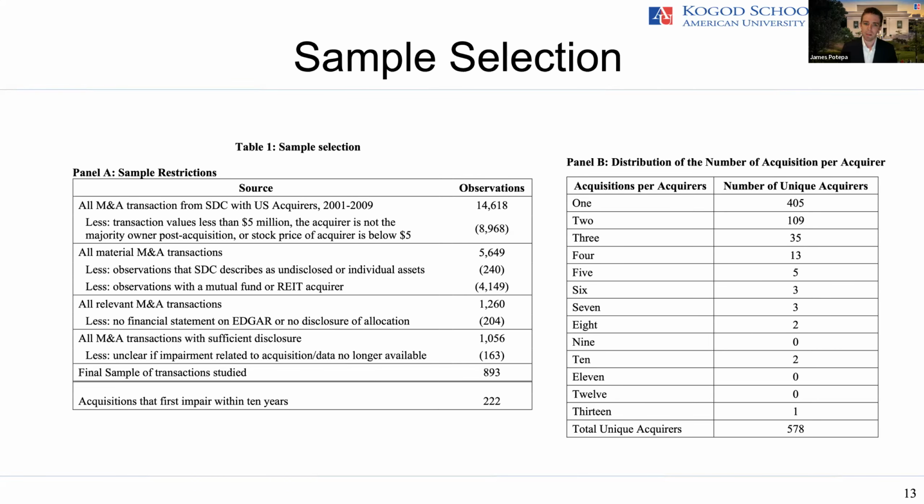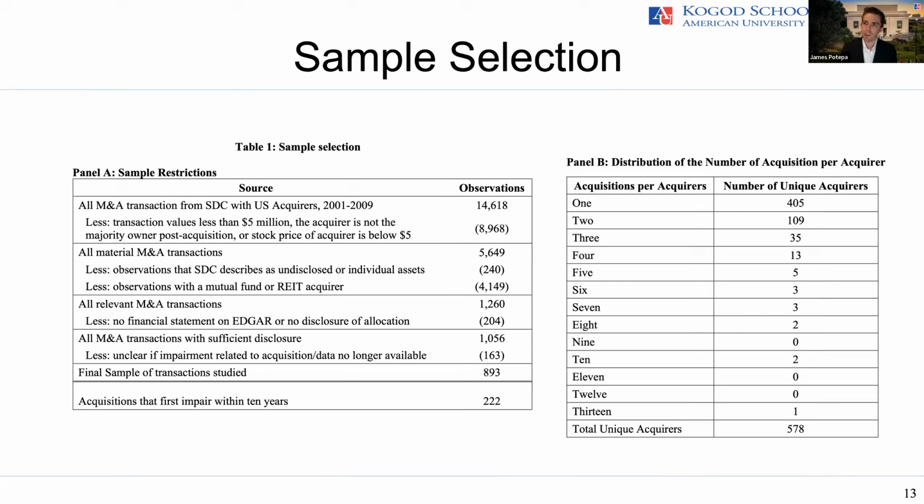Finally, we do have 163 instances where it's unclear if an impairment is related to acquisition or there's some data availability issues. We did look into these in more detail, and most of them do seem to be highly related to materiality again. And so we end up with 893, and 222 of these are going to end up impairing.